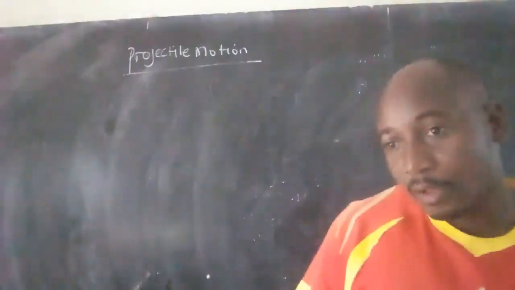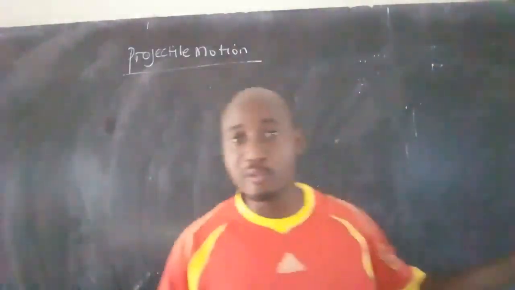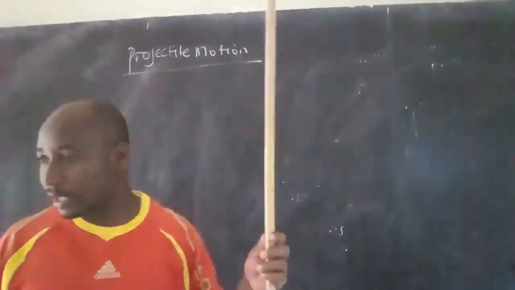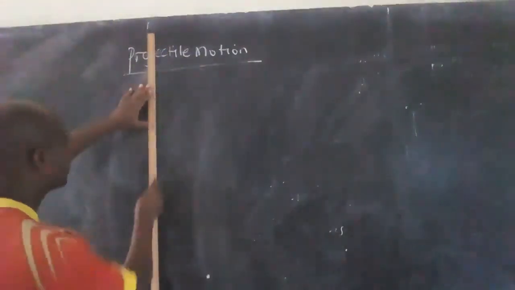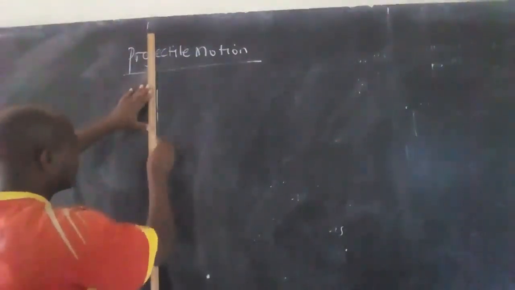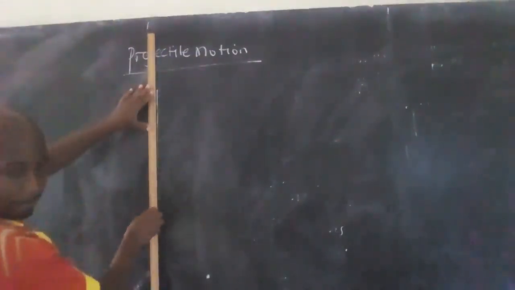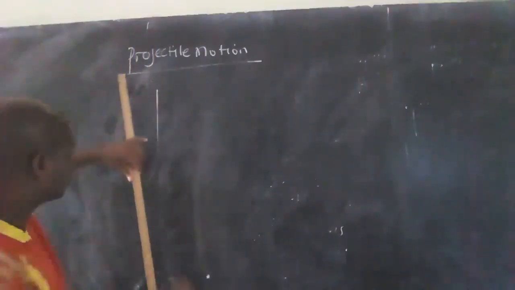So we are going to say, consider a body projected at O with an initial velocity u at an angle theta to the horizontal. So we have this one.